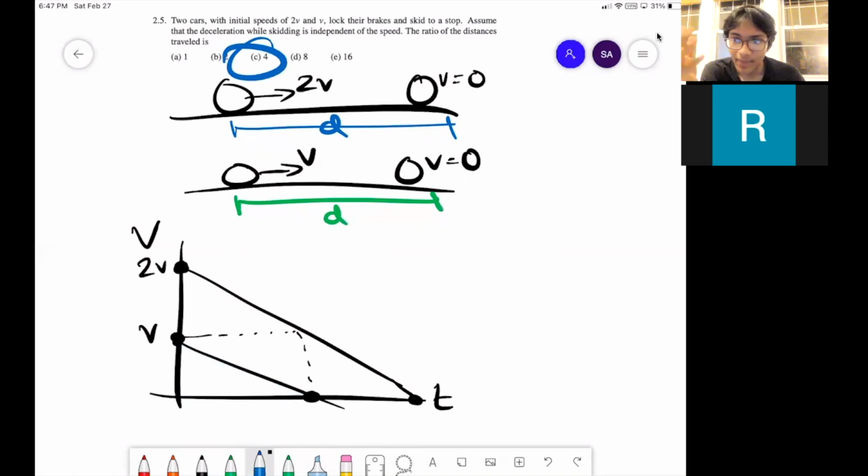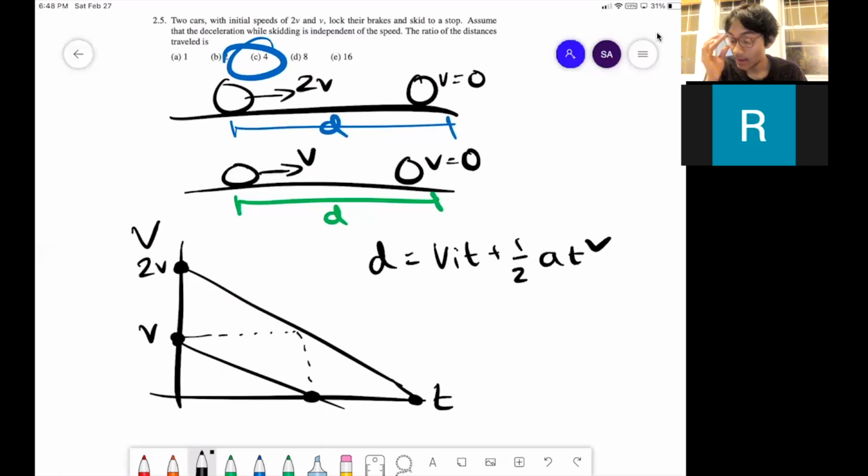How do we do that? Well, let me show you. We can use the distance formula. We're told that distance is equal to v_i t plus half a t squared. Now, assuming that acceleration has no voice in this story, we can say that the first one starts with a velocity v. So we have vt plus half a t squared.